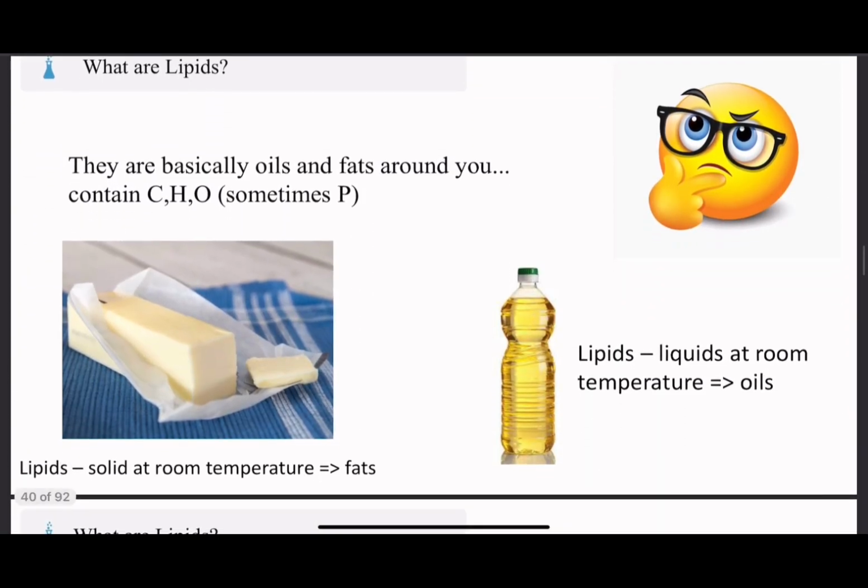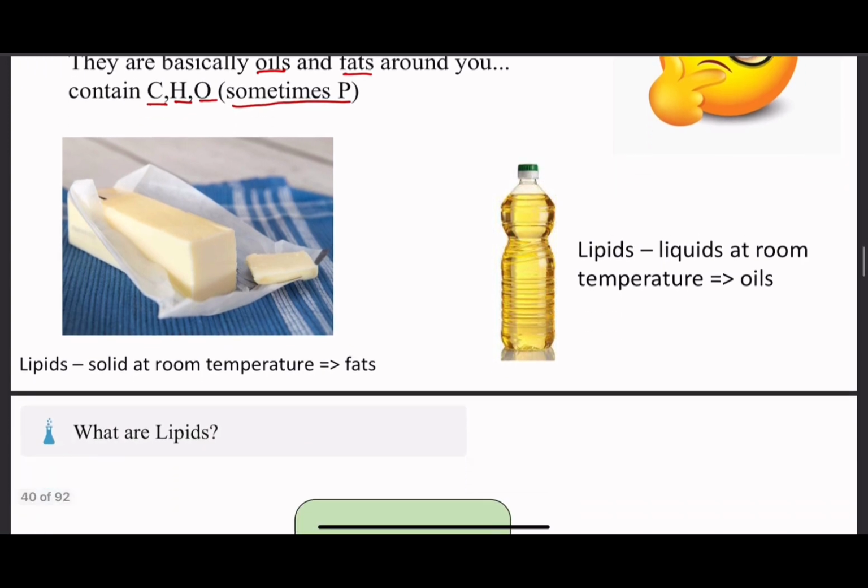Lipids mostly contain carbon, hydrogen and oxygen, and sometimes the element phosphorus. We know lipids from our life, in terms of oils and fats. For example, as you see in the picture, we have butter, and at room temperature, when they are solid, we call them fats. And butter is a fat, which is essentially a lipid.